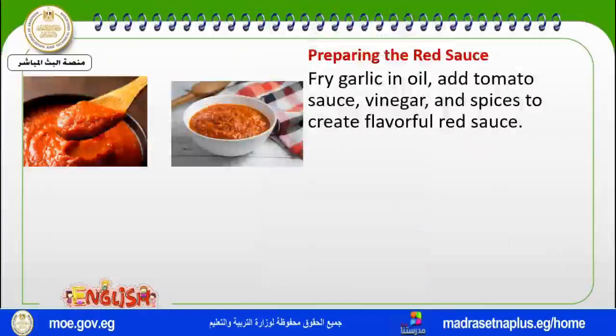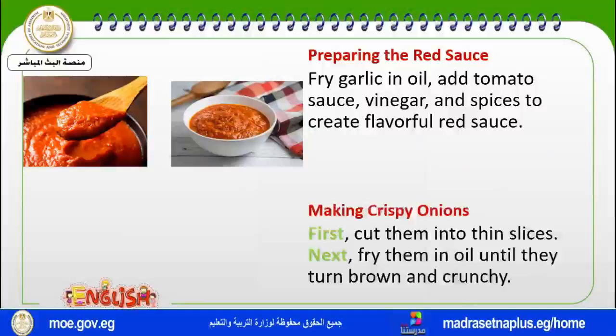While all these ingredients are being cooked on the oven, let's start by preparing the red sauce. In order to prepare the red sauce, let's get some garlic, fry it in some oil, and add tomato sauce. Not only tomato sauce, we also add vinegar and some spices to create the flavorful red sauce, which gives koshari its special flavor.